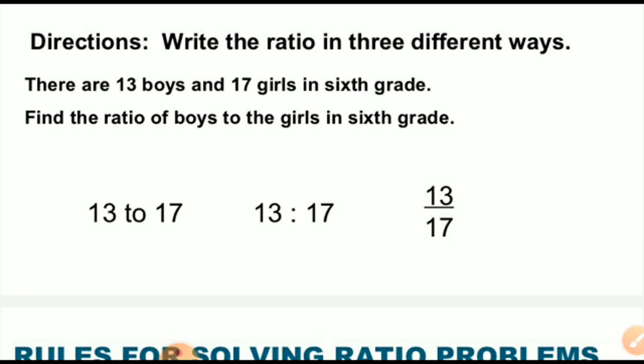Guided practice. Write the ratio in 3 different ways. There are 13 boys and 17 girls in 6th grade. Find the ratio of boys to girls in 6th grade. First of all, we can write the first way, 13 to 17; 13:17; or 13/17. These are the 3 ways to represent the ratio. All are correct answers.